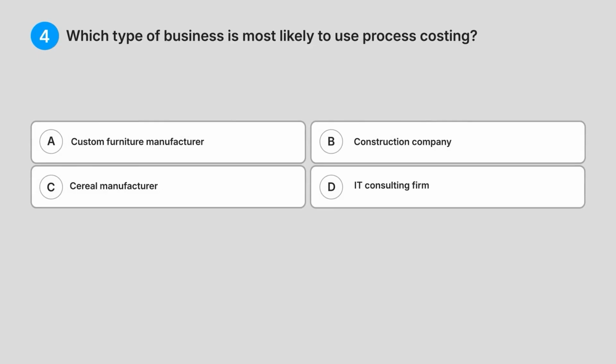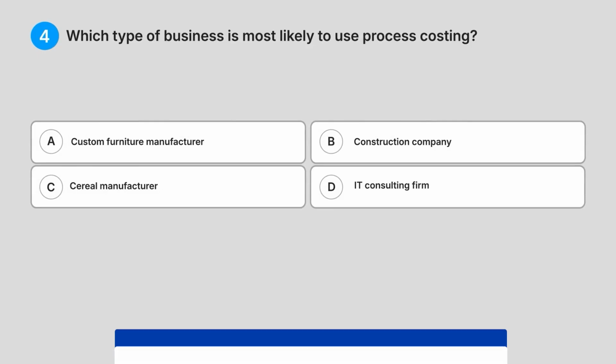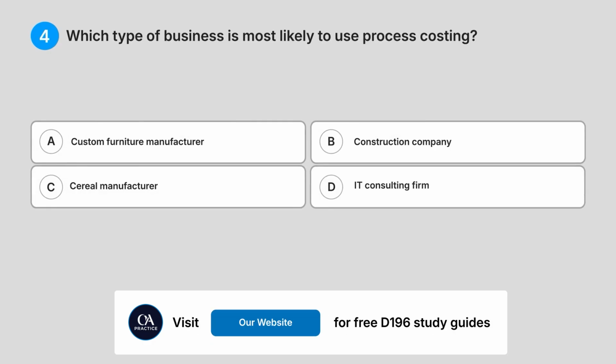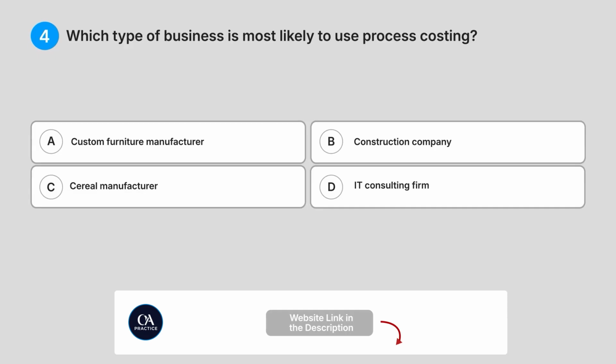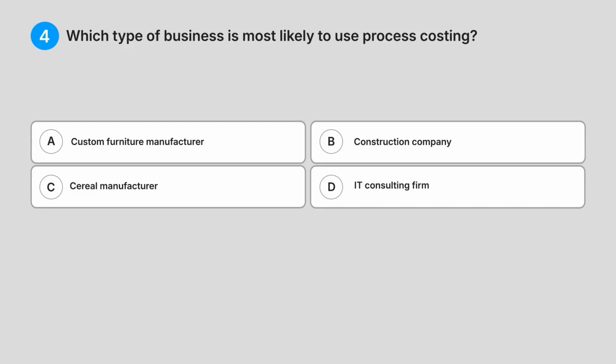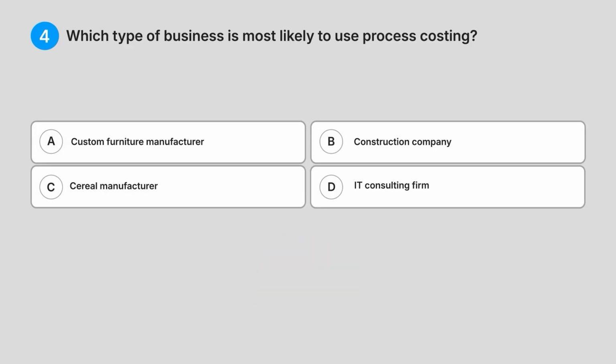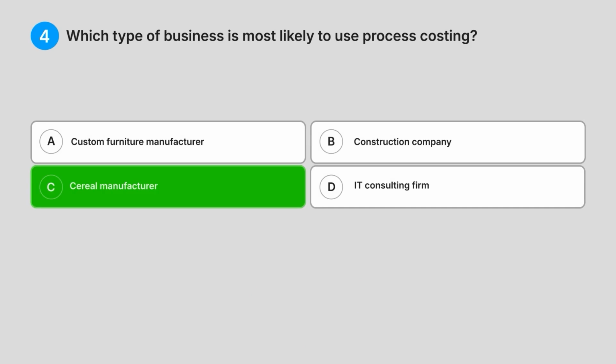4. Which type of business is most likely to use process costing? A. Custom furniture manufacturer. B. Construction company. C. Cereal manufacturer. D. IT consulting firm. Do you know the answer? Correct answer, C. Cereal manufacturer.